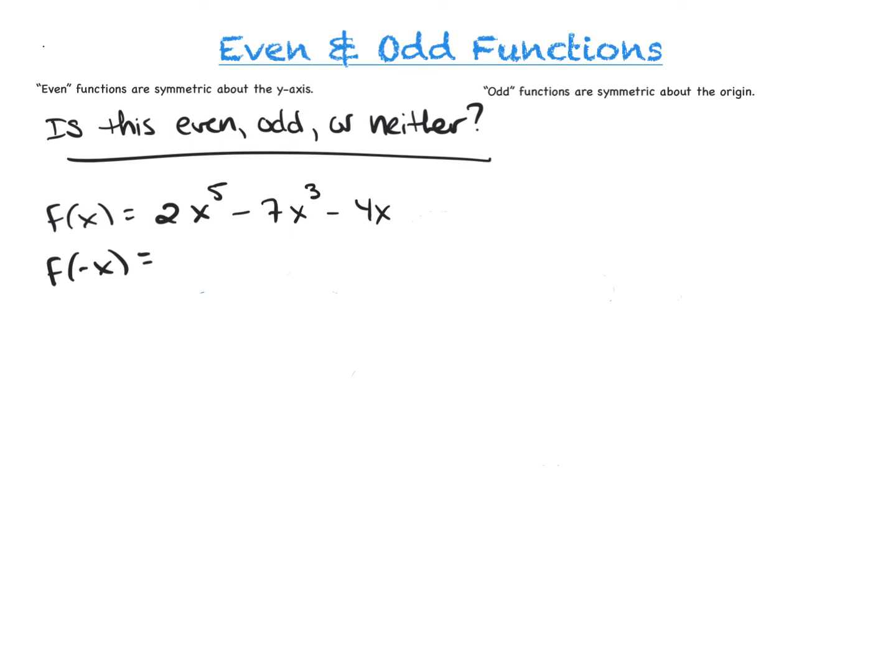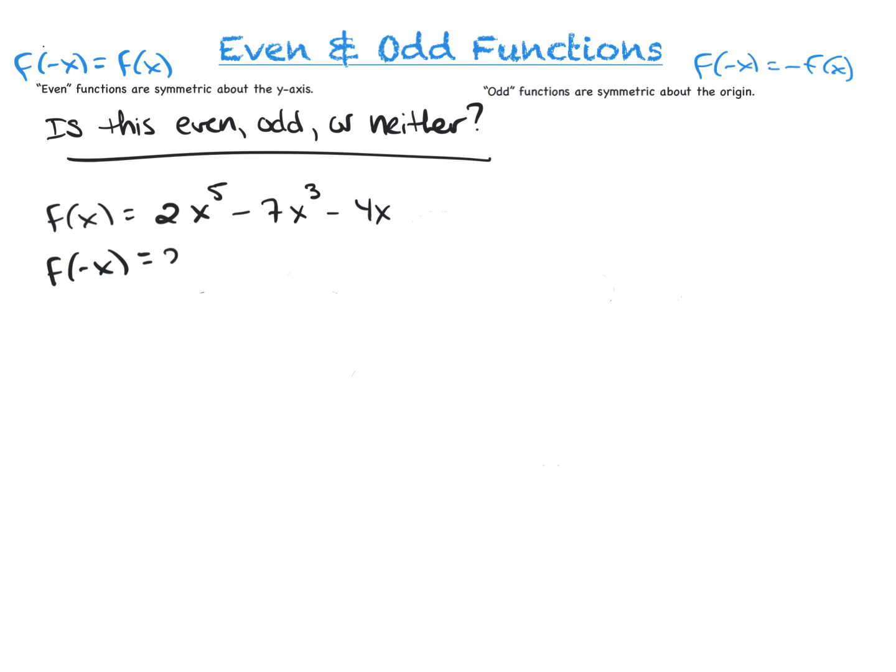If we have an even function, f of negative x should simplify to just be the original f of x. And if we have an odd function, f of negative x, the negative should, for lack of a better word, factor out, and we should have negative f of x. So let's see what happens in this case.